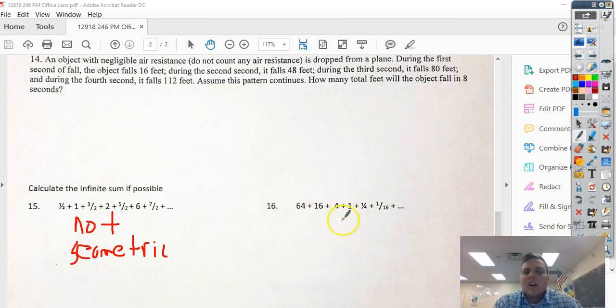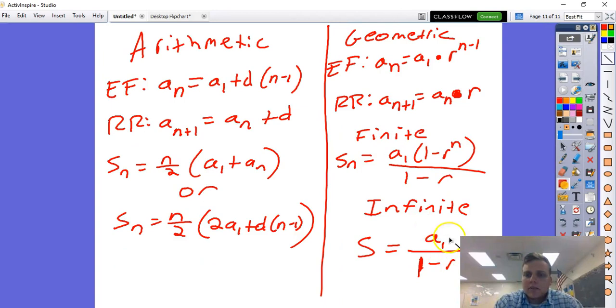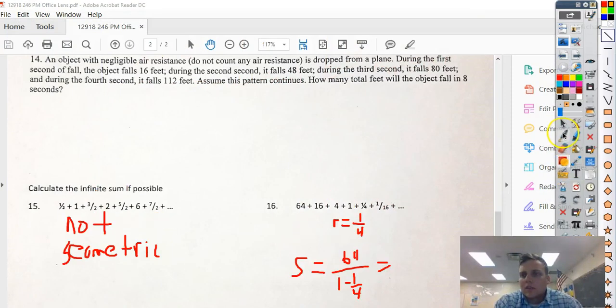On 16, r equals something. This is geometric. 64, 16, 4. What does it look like I'm multiplying by each time to make this smaller and smaller? Hopefully you realize 1/4. And since it's infinite and r is between -1 and 1, I can set this up by saying a sub 1, so 64, divided by 1 minus 1/4. I just got that formula from right here. I wrote it down: first term divided by 1 minus r. That's if it's infinite. That only works for geometric.